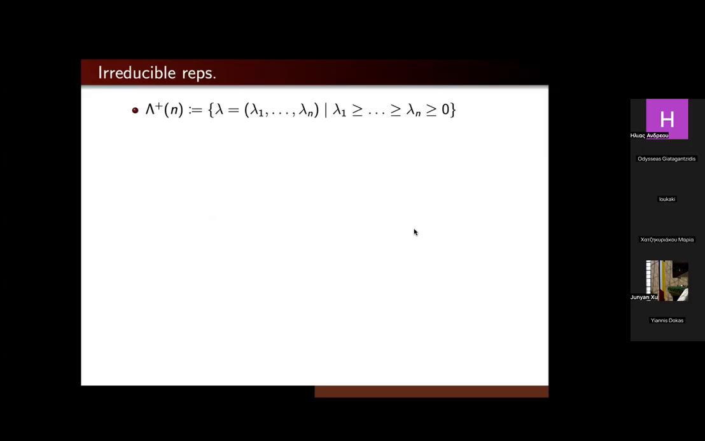You say that I'm taking a partition with at most n parts. I don't care at all what the sum of these numbers is. I don't care if this is a partition of R or a partition of S. I just want partitions with at most n parts. And I have a correspondence between the irreducible representations of GLN and these partitions with at most n parts. That works in complete generality. The field is independent here.